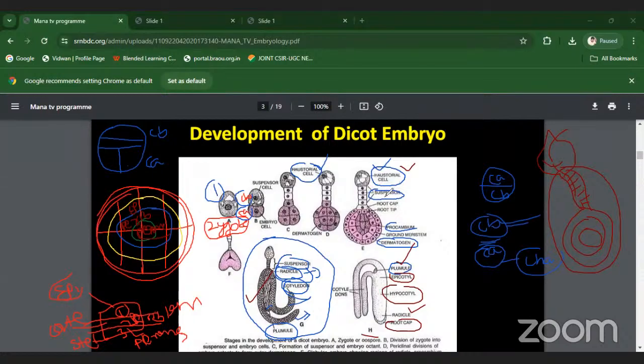So this is about dicot embryo development and dicot embryo structure. In examination, if they ask about dicot embryo, just write about the cruciferous type. That's enough. Next, let's see the embryo development in monocotyledon.